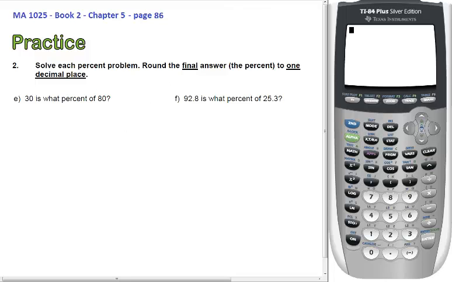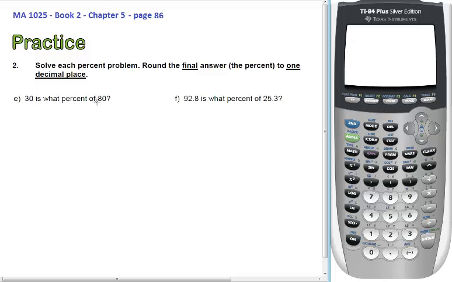Good day, students. Today we're going to look at the solutions to numbers 2, E, and F, part of your practice with decimal problems, found on page 86 in chapter 5 of book 2. It reads, solve each percent problem, round the final answer, the percent, to one decimal place. So we're looking for percents of something. So let's have a read of the first one.